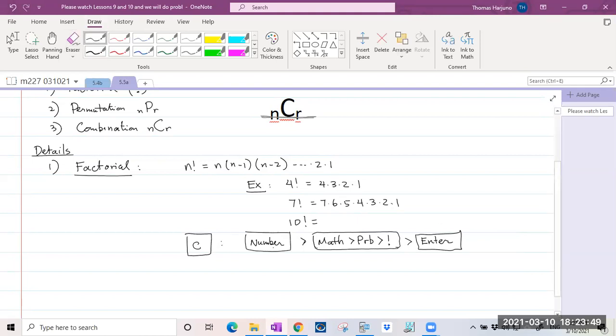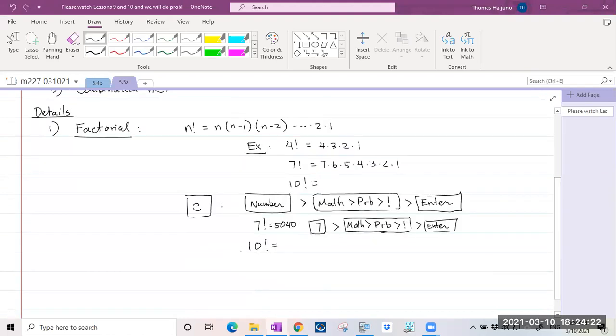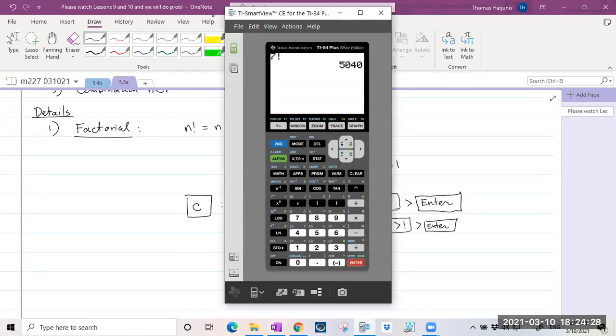Do you practice? So 7 factorial, for example, what you punch is 7, and then math, PRB, exclamation mark, and then enter. You will get 5040. How about 10 factorial? How about 15 factorial? Can you do that for me?